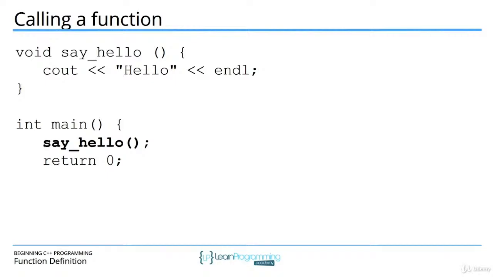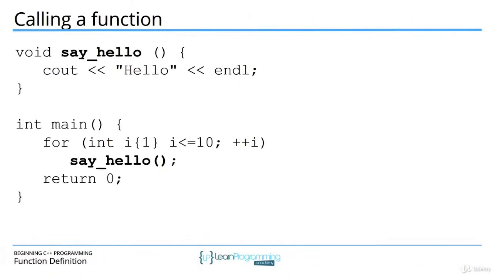Once the say hello function is defined, we can call it from main or from any other function. In this example, you see the function say hello defined above, and you also see that it's being called by the main function below. This program will display hello. In this example, we're calling the say hello function 10 times inside a for loop in the main function. This will display hello 10 times, once per line.